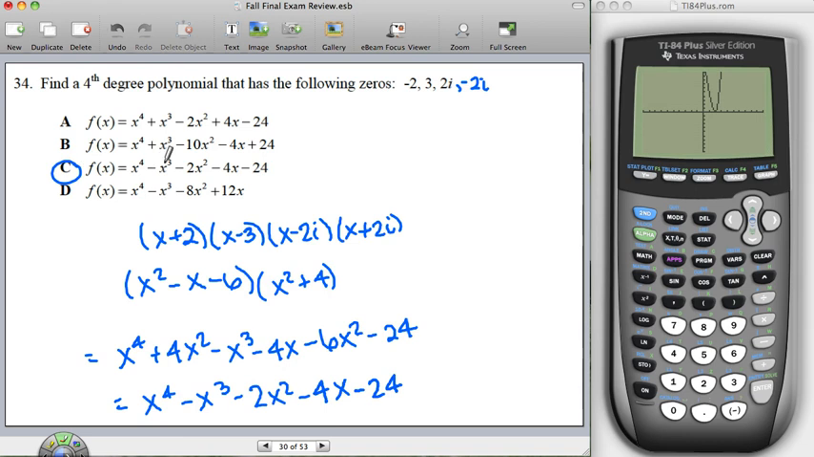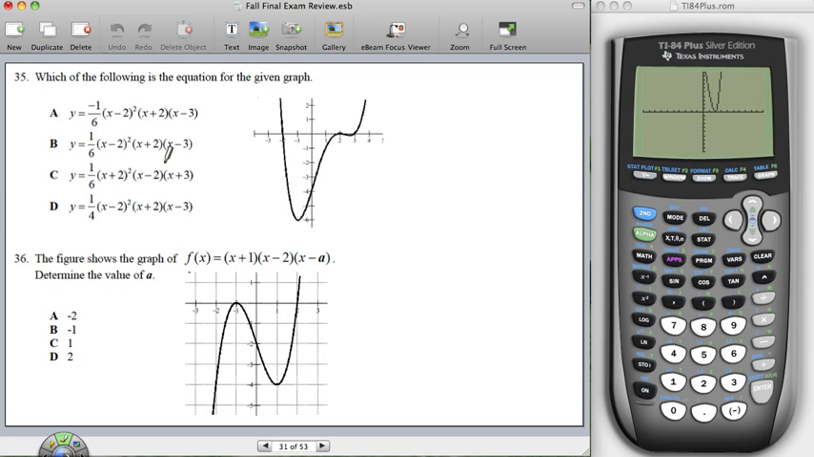All right. 35, which of the following is the equation for the given graph? So you have a 0 at negative 2, which means you have a factor of x plus 2. You have a 0 at 2, so you have a factor of x minus 2. However, if you look closely, it bounces, which means that needs to have a multiplicity of 2. And then you have a 0 at 3, so you have the factor x minus 3. So let's see if that's enough to give us our answer. I have x plus 2, x minus 3, x minus 2 squared.